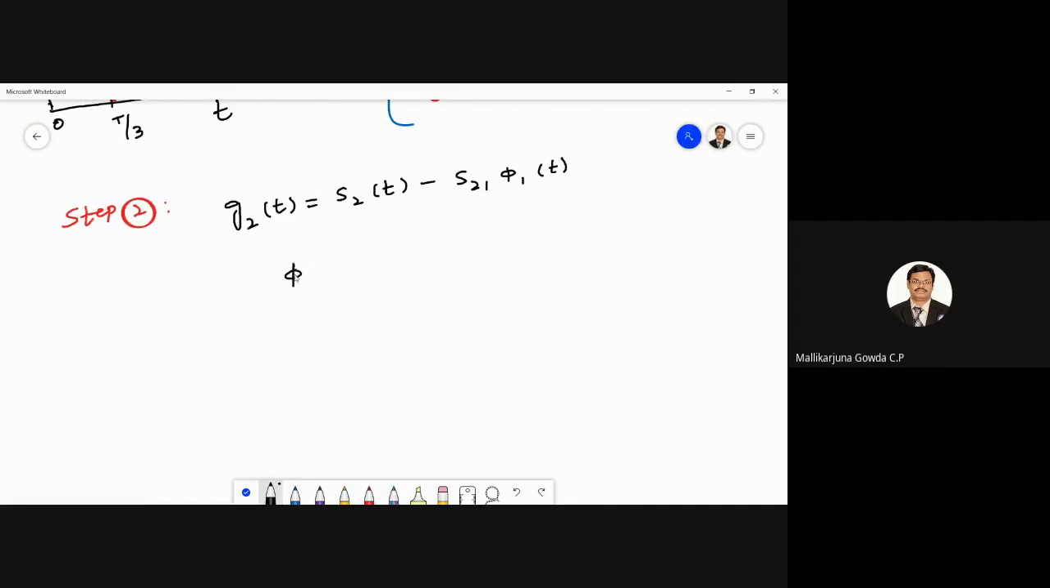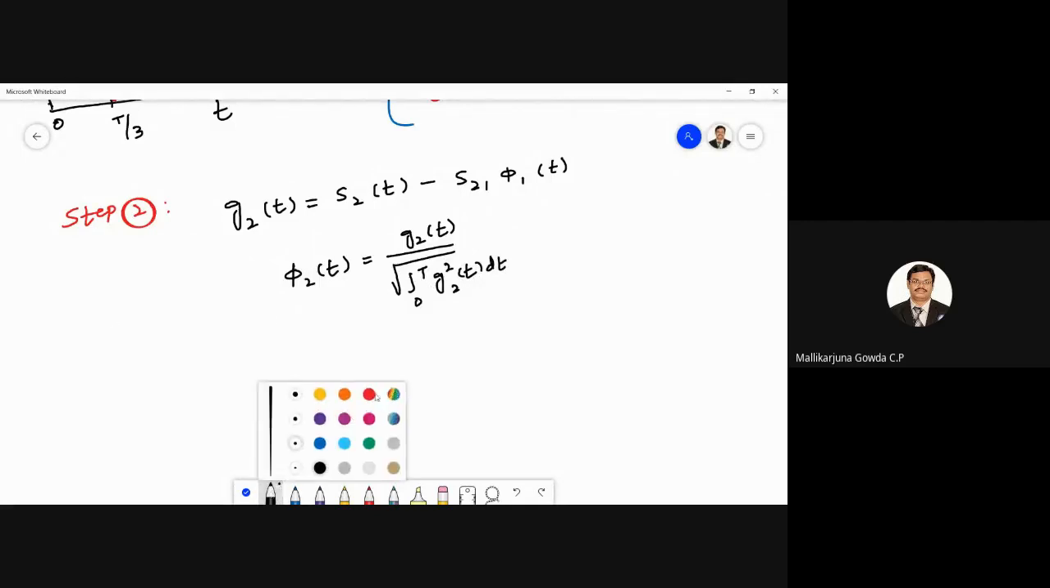See, pi 2 of t is equal to what I can write, G2 of t divided by the square root of integral 0 to t of G2 square of t dt, right? Okay, so in this expression, first I need to find G2 of t. Then only I can find out what is pi 2 of t.